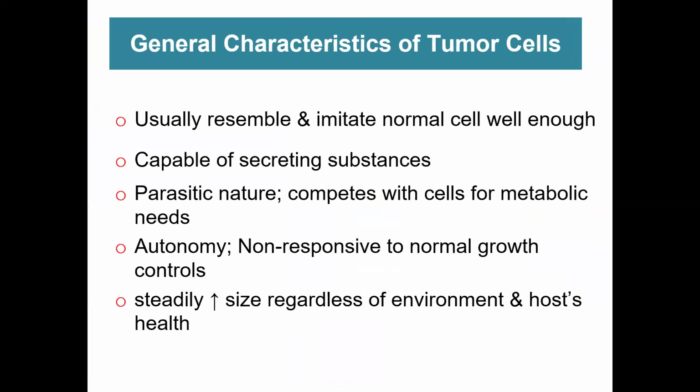So we have here the general characteristics of your tumor cells. They usually resemble and imitate normal cells well enough. They are capable of secreting substances. They are, of course, parasitic in nature because they compete with the cells for metabolic needs. They have autonomy. They are non-responsive to normal growth control. So they grow excessively and steadily increase in size regardless of environment and the host's health. Okay.